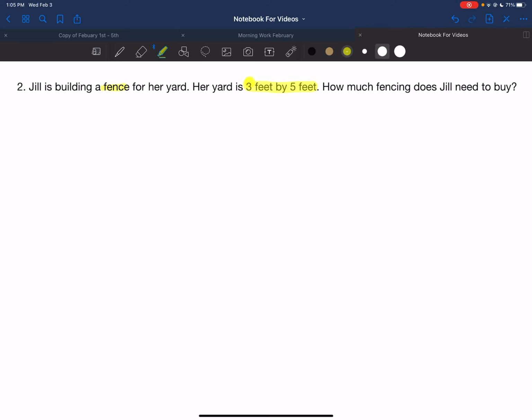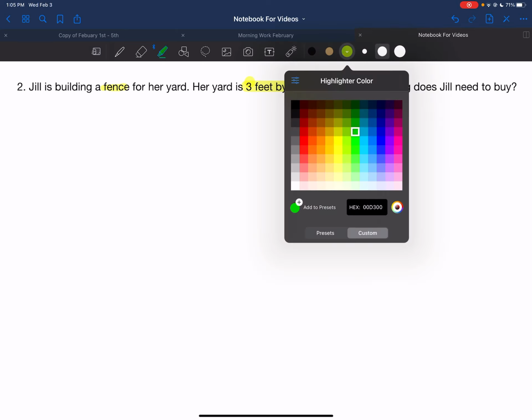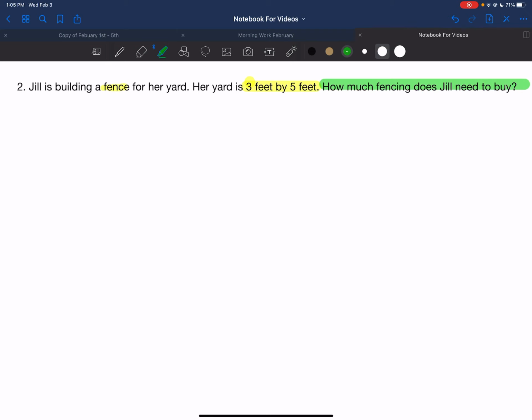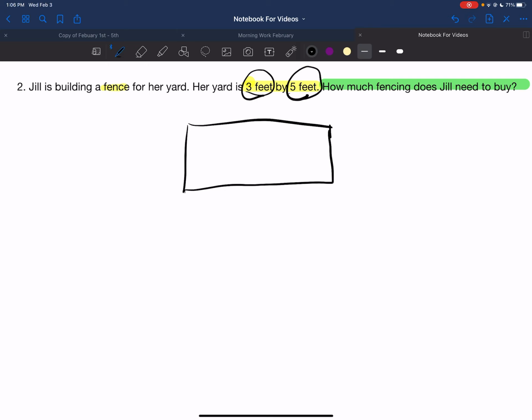Her yard is 3 feet by 5 feet. The question's asking, how much fencing does Jill need to buy? Again, the first thing I'm going to go ahead and do is draw my model. I know it's a rectangle because it's 3 feet by 5 feet. They're not the same number, so it's not a square. I'm going to go ahead and fill in my sides. If I know the top is 5, the left is 5. If the top is 5, the bottom's 5. If the left is 3, the right is 3.